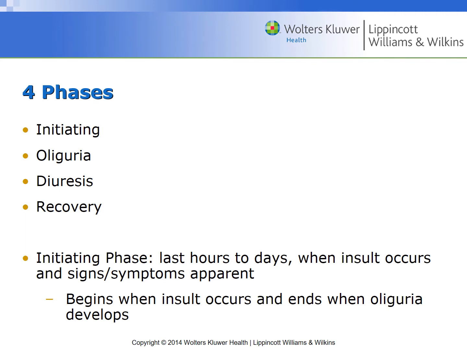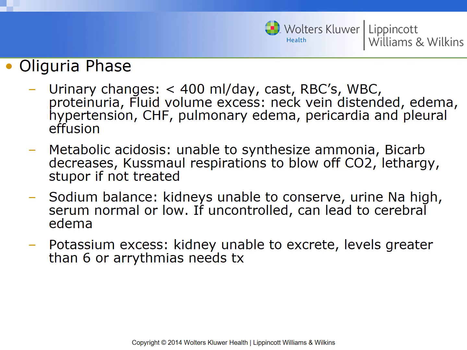So there are 4 phases of acute renal failure, and of course the first one is initiating, and that is when we first identify, uh-oh, we've got a problem. And so, we know that there's an insult that's occurred, and some signs and symptoms become apparent there. This begins when the insult occurs and ends with oliguria developing. So oliguria is the next phase, and that's when we start seeing those urinary changes. We see the urine output.